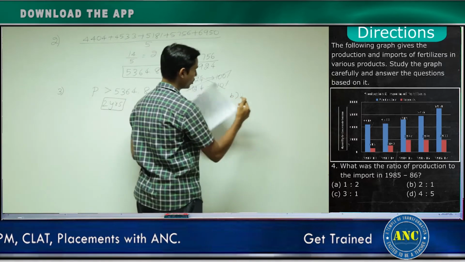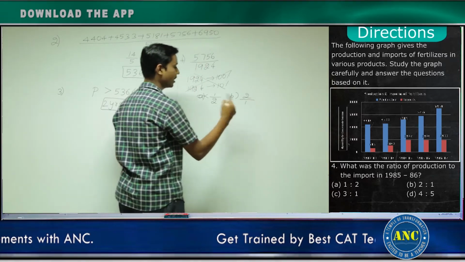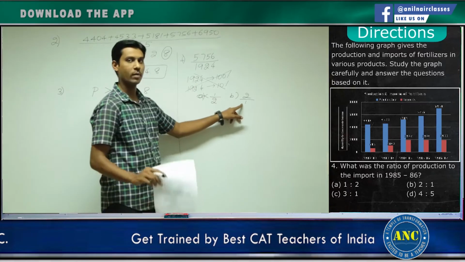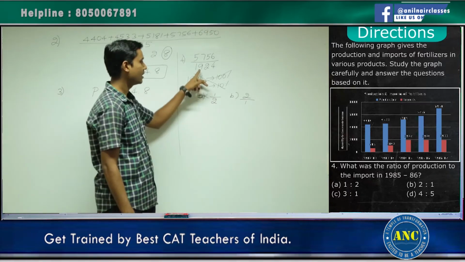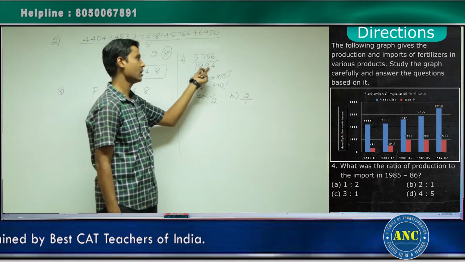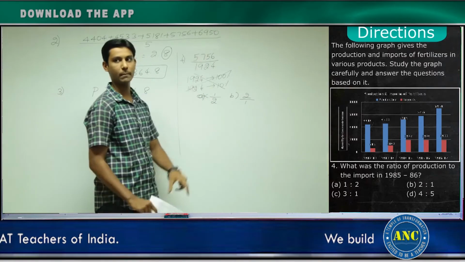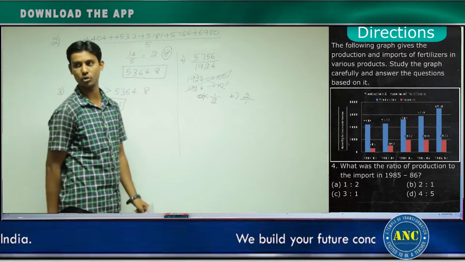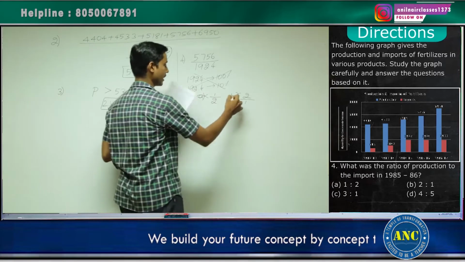Second option is 2:1. It is the reverse. If the denominator is 1, the numerator should be 2 times the denominator. The denominator is approximately 2000, so the numerator should be close to 4000. But it is more than 4,000. Second option is ruled out.